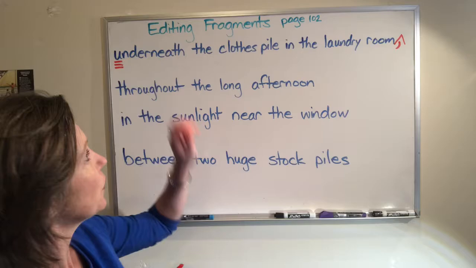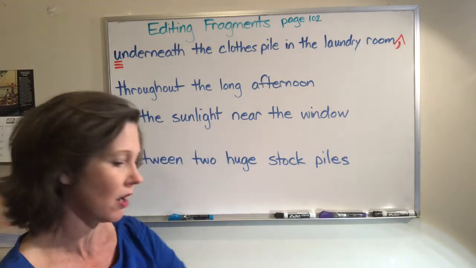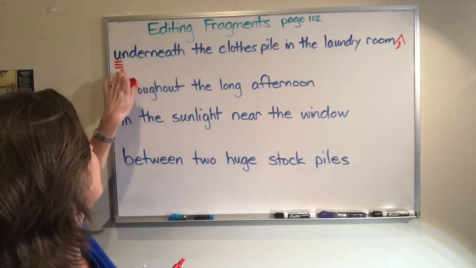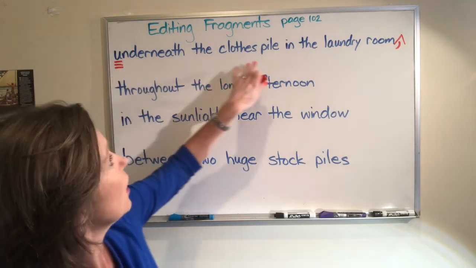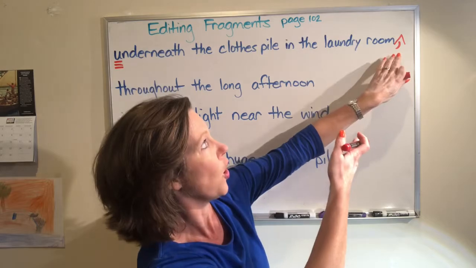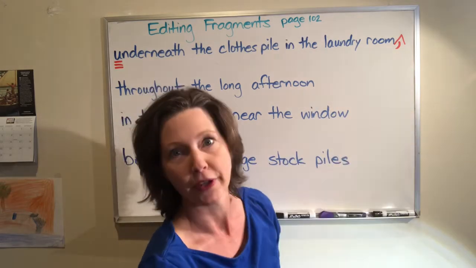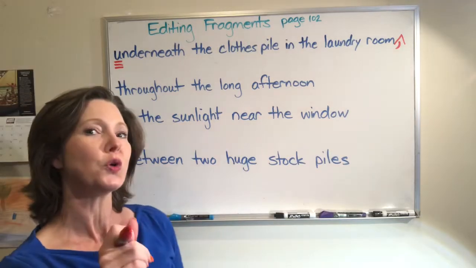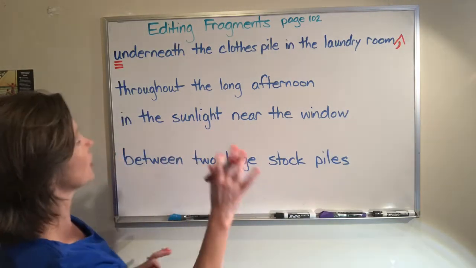Now you could create a sentence. I'm not going to ask you to on number 1, but you could create a sentence newly that said, capital, underneath the clothes pile in the laundry room, I found my rubber ducky. There you go. Please look at number 2, and I want you to try to mark it based on what we just did. Go.